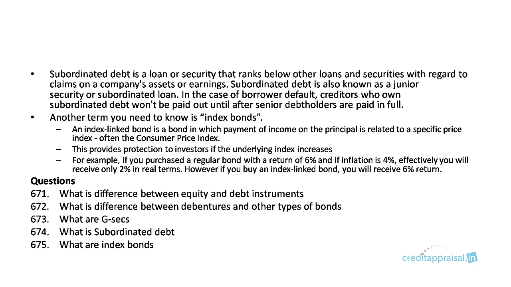Then another term you need to know is index bonds. An index bond is a bond that is linked to some index, usually the consumer price index. So what happens is, say a debt instrument is offering you 8% return, but inflation is 4%. So really your net earning is just 4%, net of inflation. So these inflation index bonds will be linked to some index, say the consumer price index. They'll provide protection to the investor should the underlying index increase.